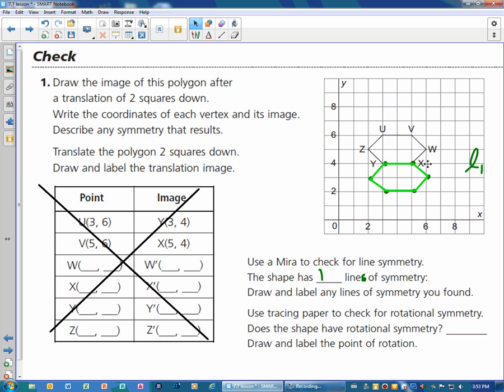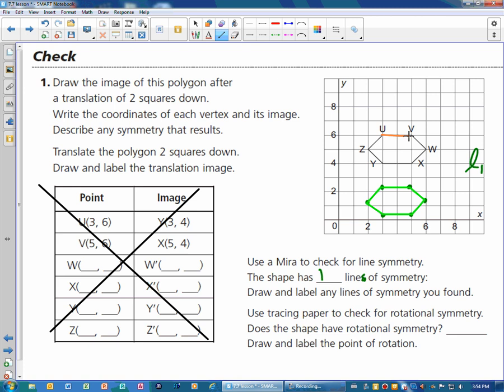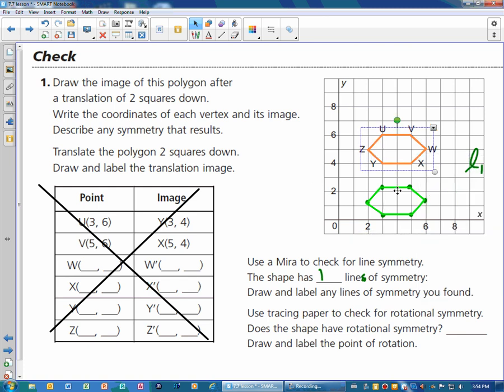I'm going to get rid of my line. I'm going to move this just so I can make a new copy that I can turn. What do you think? Orange? Sure. So 1, 2, 3, 4, 5, 6. I'm going to make a shape by joining them. Okay. Now, that's my original. It's in orange. This is my reflection. Remember how I translated it 2 squares down?